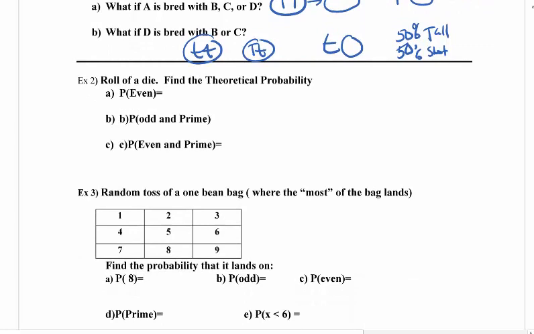So going to example 2, we're rolling a die. We're, again, assuming a regular die, which is 6-sided, and we're going to find the theoretical probability. If it helps, anytime you can list out the possibilities on your paper to look at them, go ahead and do it. So even would be a 2, 4, or 6. So there's 6 possibilities. 3 of them are even. You are expected to reduce it, and so your answer is a half.